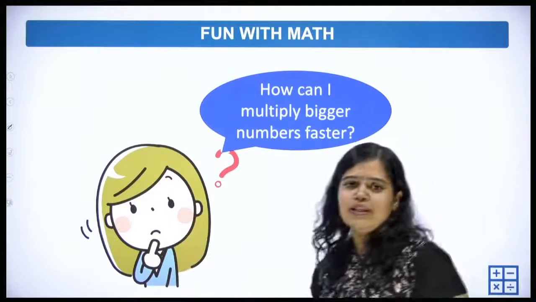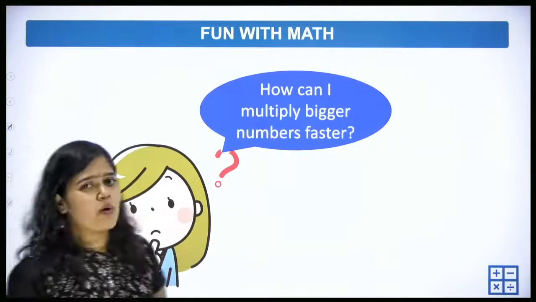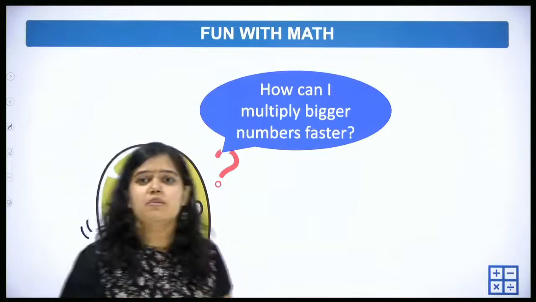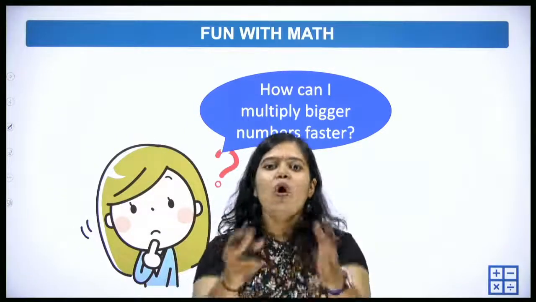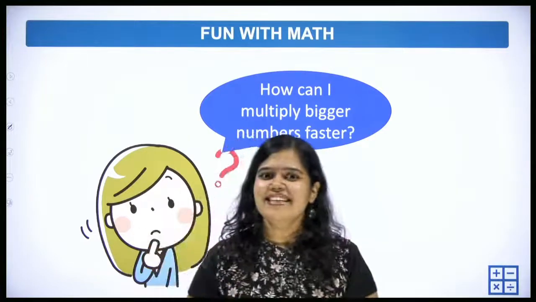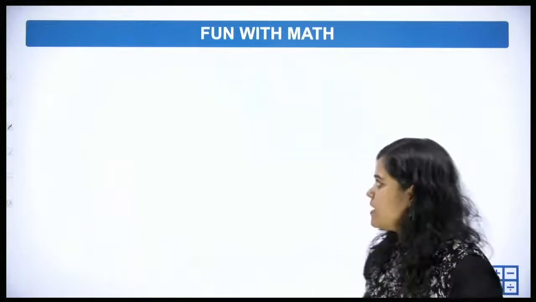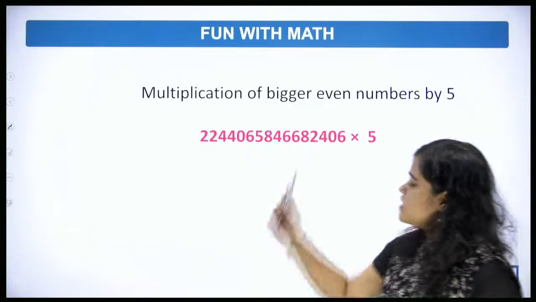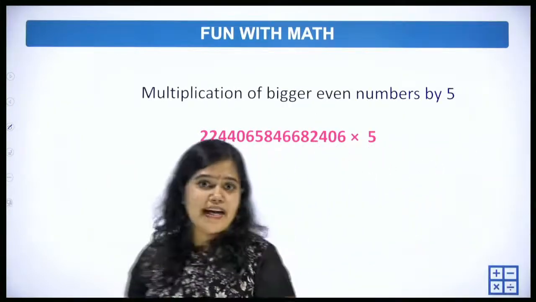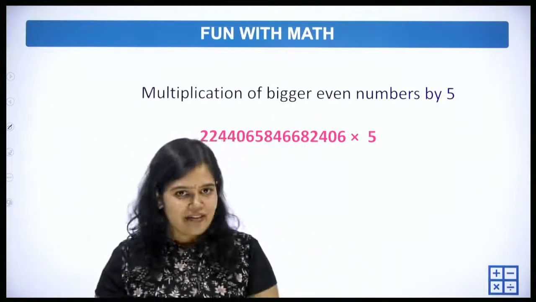So this is Ritu. And what is Ritu thinking? Ritu is thinking, how can I multiply bigger numbers faster? You all know how to multiply numbers, but how can we multiply them faster? Let's look at it. Okay? So first, multiplication of bigger even numbers by 5. So how to multiply with 5 easily, right?